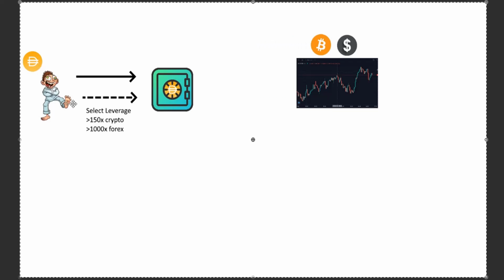Okay, and then during that same execution, he will also select the leverage he wants, as I mentioned before: 1,150x on cryptos and 1,000x on Forex trading pairs. Okay, now here's Dollar Bill.